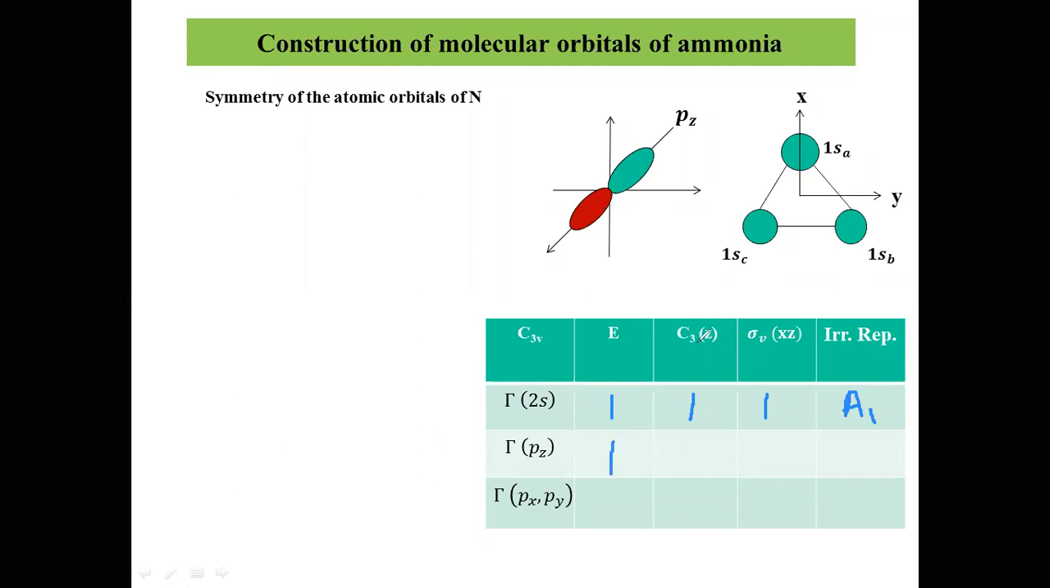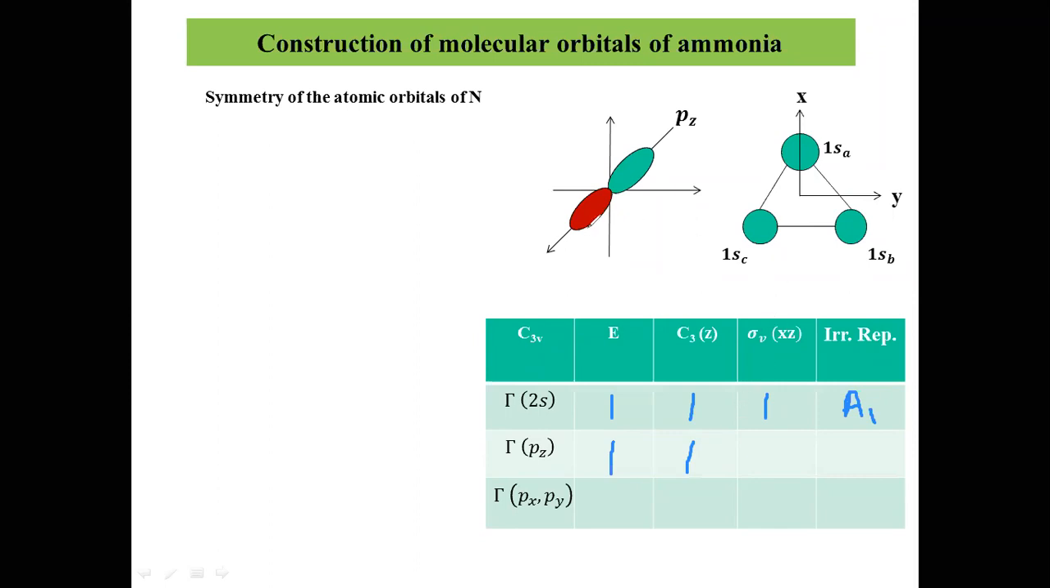Now I am doing C3 along z, right? C3 along z means it's perpendicular to this, and this is pz, so I am giving rotation along the z axis, therefore pz remains unchanged, right? So that's why this character is going to be 1.